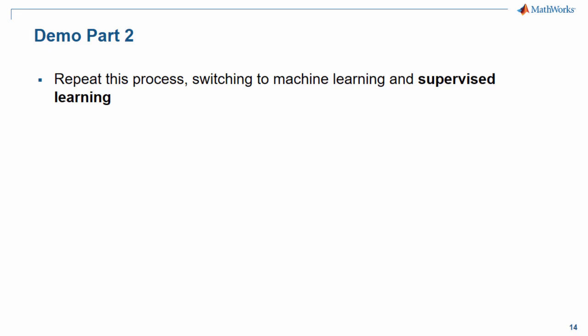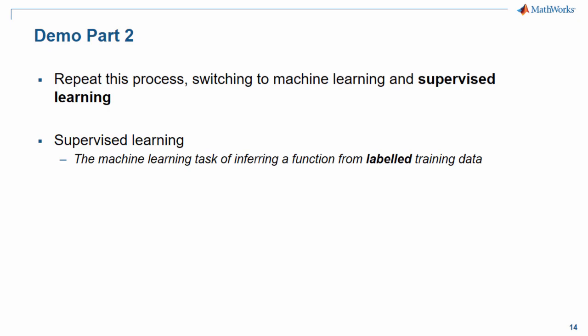What we want to do now, though, is repeat this process, but we're going to switch to a machine learning, and specifically a supervised learning problem. In supervised learning, we're going to label our data records. So rather than just trying to build a regression model of return, we're going to take our future returns and label them as buys, sells, or holds.